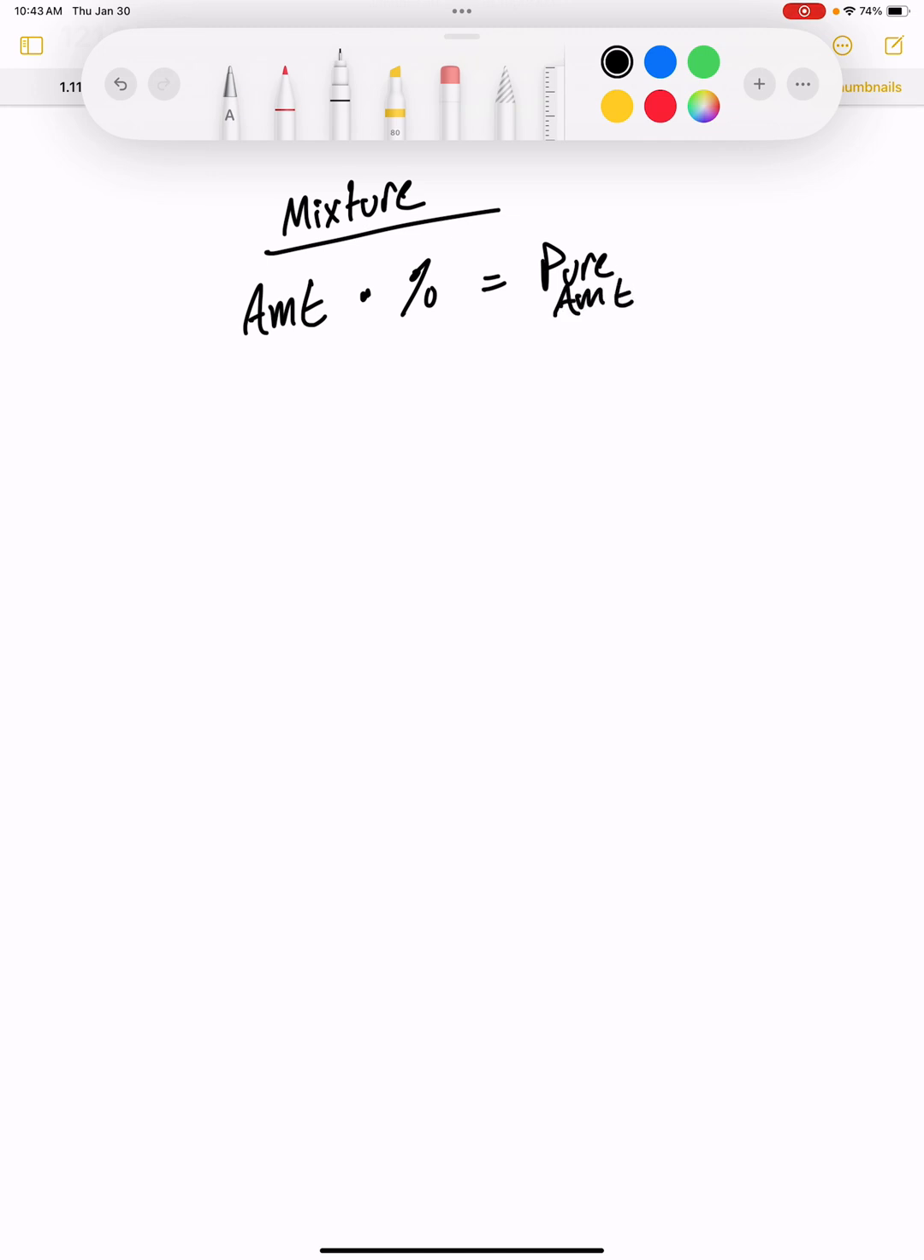So I'm going to bring this question into the table. First, I know we're talking about a mixture, so the amount times the percent equals the pure, and we're talking about the pure amount. Here we're mixing two things together to get a third.